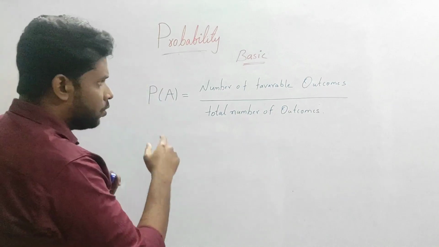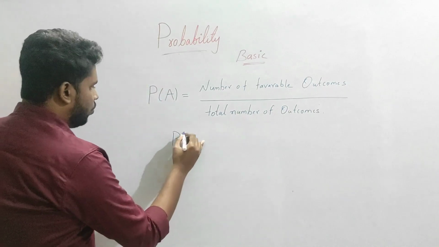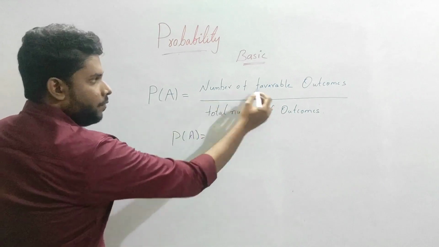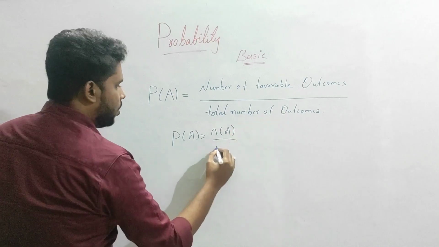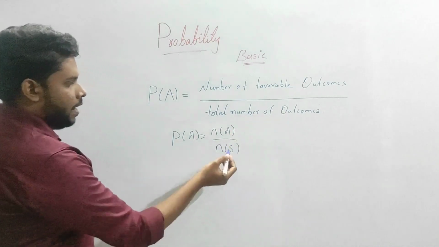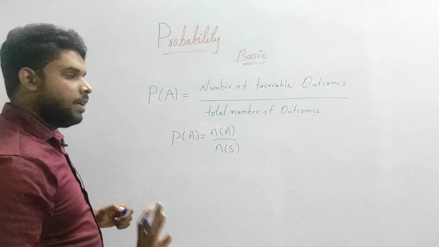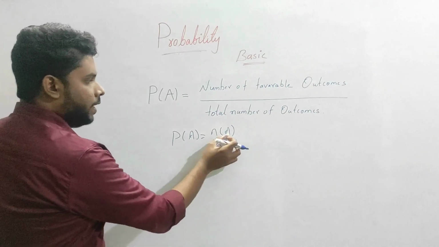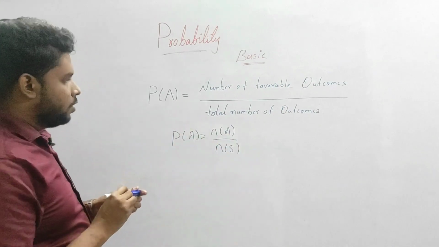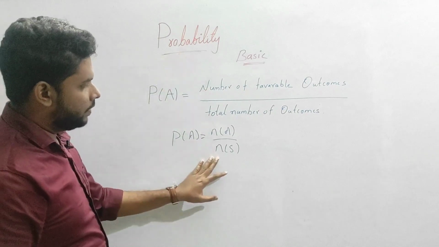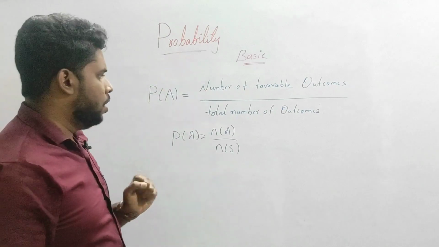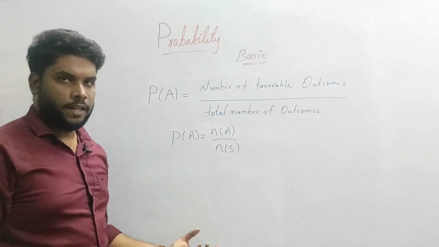Okay. Now I will write in short form how to find these. Always in short form I write n(A) for favorable outcomes, and for the total number of outcomes I write n(S). n(S) is the total number of outcomes in the sample space. n(A) is the favorable outcomes. So n(A) represents favorable outcomes, n(S) represents total number of outcomes. So what does it mean and how will you find them?